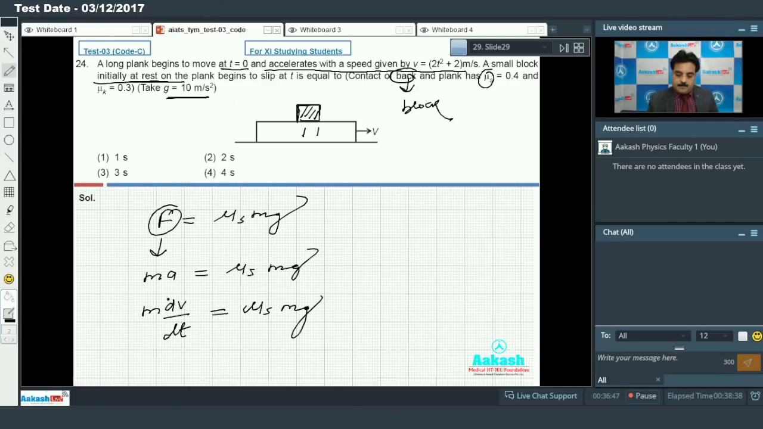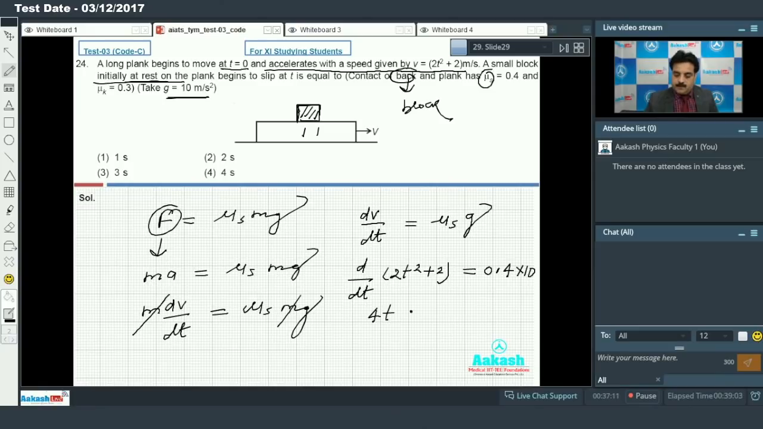So we can write this relation, the mass m will cancel out and I have only dv over dt equal to mu s into g. When I place the values, dv over dt is 2t square plus 2 differentiated, mu s is 0.4, g is 10. So when you differentiate, we'll get 4t equal to 4. The 4 will cancel out, so time t is 1 second. So the plank begins to slip at 1 second. So my option number first is correct.